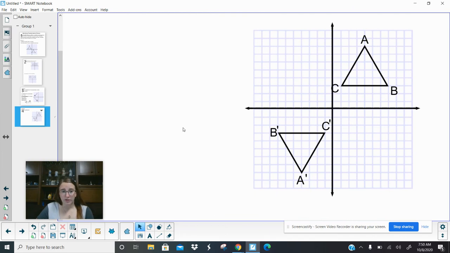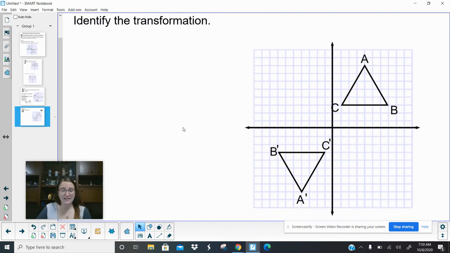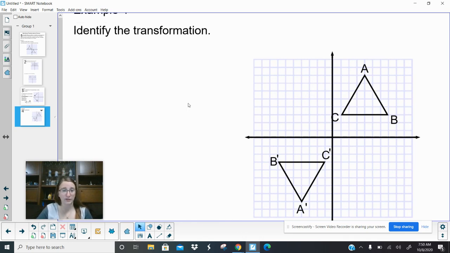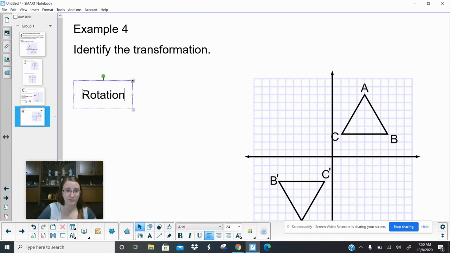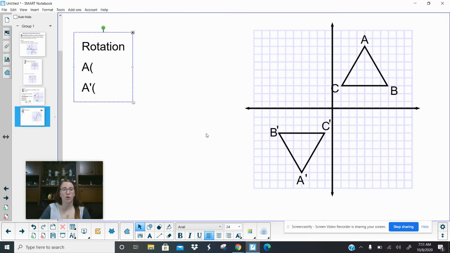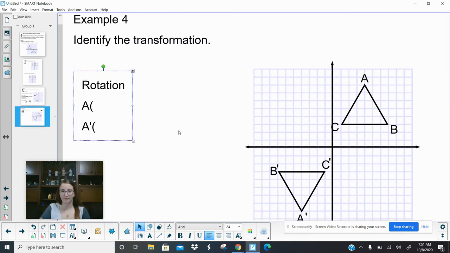So hopefully to start with, you realize, is this a translation? Nope. This is not just slid. That's definitely a flip at least, yeah? But is this a reflection? Also no. We could only flip it here or here, at least for what we've learned so far. So this is definitely not a reflection. This is a rotation. What I want you to do is take point A and point A prime and see if you can figure out what formula was applied for this rotation. Go ahead and give it a shot.